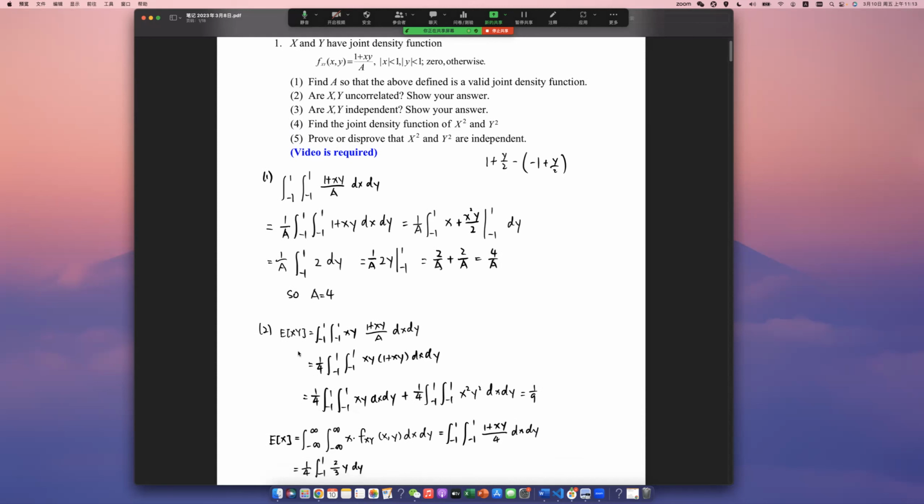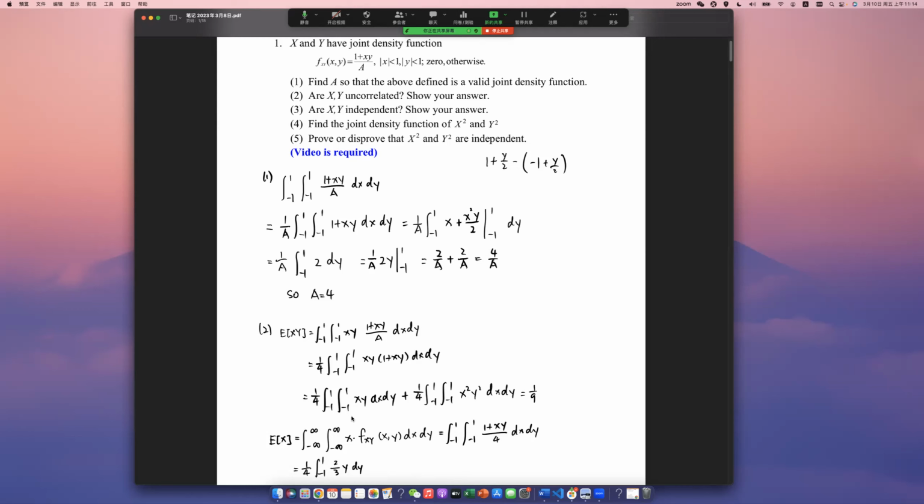First, we calculate the expected value of XY, which is the integral from -1 to 1 and -1 to 1 of xy times (1 + xy)/a dx dy. By solving this equation, we get that the expected value of XY equals 1 over 9.